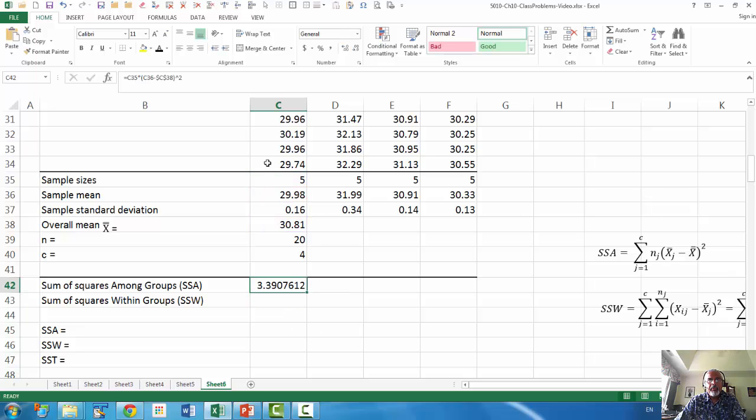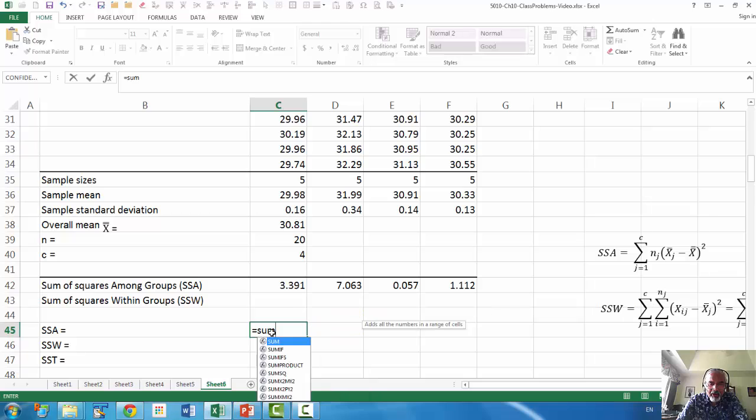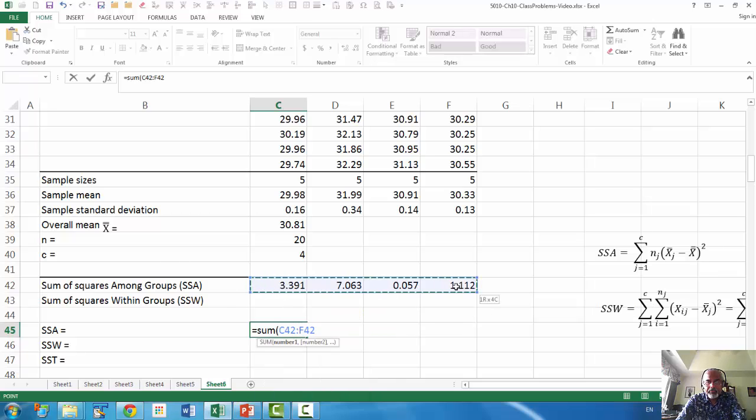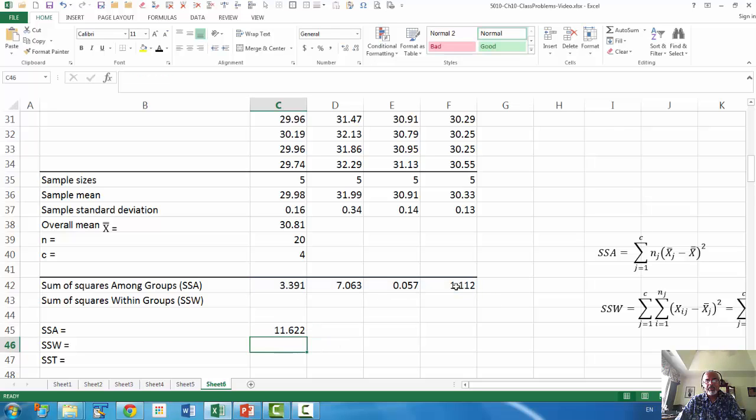Okay. Now if I copy that across, I get the different contributions or different terms for each of the j values going from 1 through C. SSA then is the sum of all of that. So that will give us the sum of squares among groups.